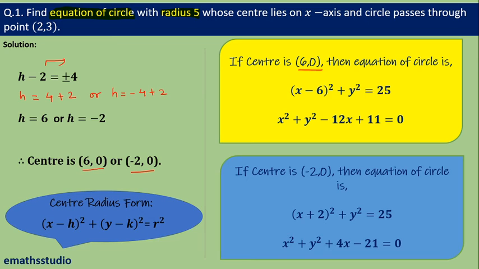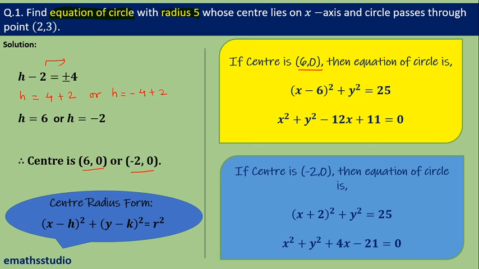So this is comparatively simple question to understand. If you remember center radius form, you can easily get the equation. Radius was given and it was mentioned that center is on x-axis. So first we work to get the center which is on x-axis, and once you find center and radius both, you can use center radius form to find the equation of circle.